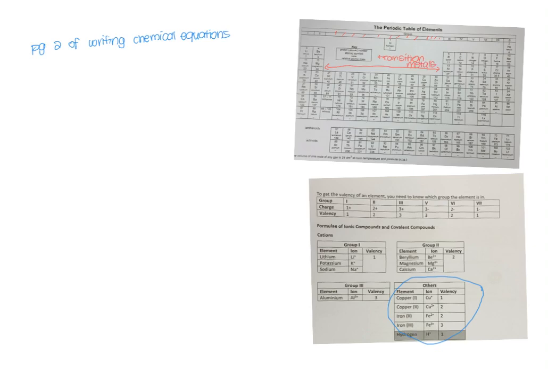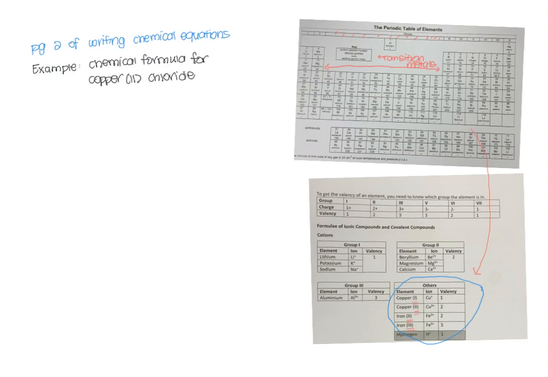that has variable charges, meaning they can take on more than one type of charge. But then won't it be very confusing, you might ask me. Okay, so page 2 has got some clues over here. For example, copper 1, copper 2, iron 2, iron 3. In any question, it will be written very clearly what is the charge in Roman numerals in brackets. So that is where you are able to tell what the charges are.